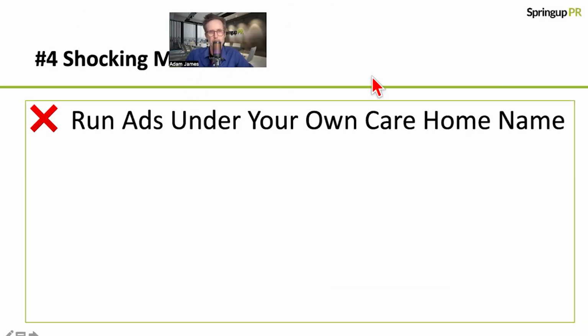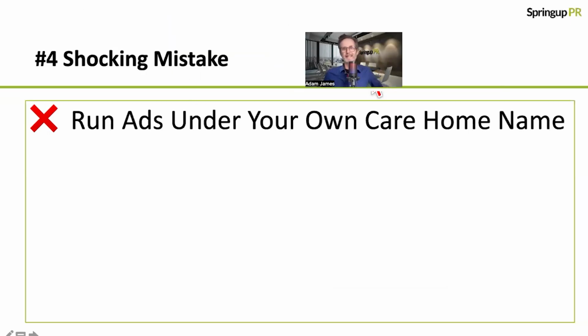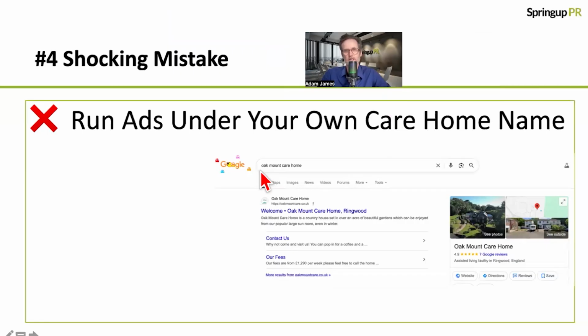Shocking mistake number 4: running ads under your care home name. Again, we see it the whole time. So let's be clear here. Let's say I'm a family member searching on Google for Oakmount Care Home. There we go, Oakmount Care Home, number 1. It's number 1 in the Google organic results. So if people want to find Oakmount Care Home, you definitely don't want an ad, because A, it's straight there at the top under organic SEO.